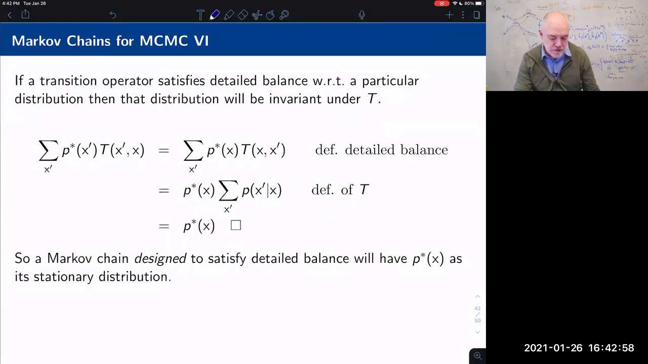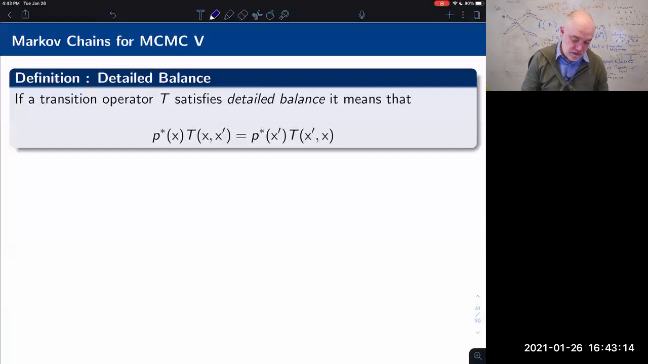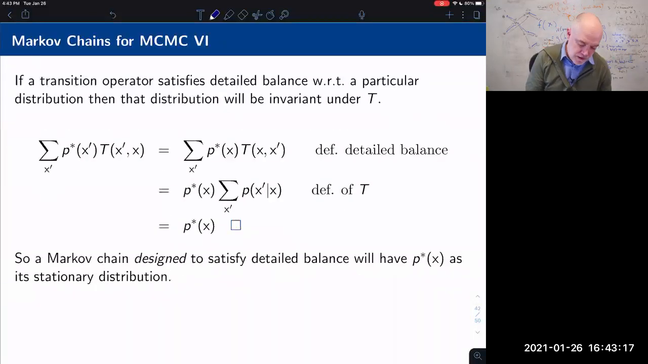So if a transition operator satisfies this detailed balance condition with respect to a particular distribution, P star, for instance, then that distribution will be invariant under T. Okay, so this is super simple, right? The definition of detailed balance is exactly here. So we have the sum over x, P star of x prime. We just switch x and x prime, basically. In other words, we plug in the value of this under detailed balance. We're still summing over x prime, though.